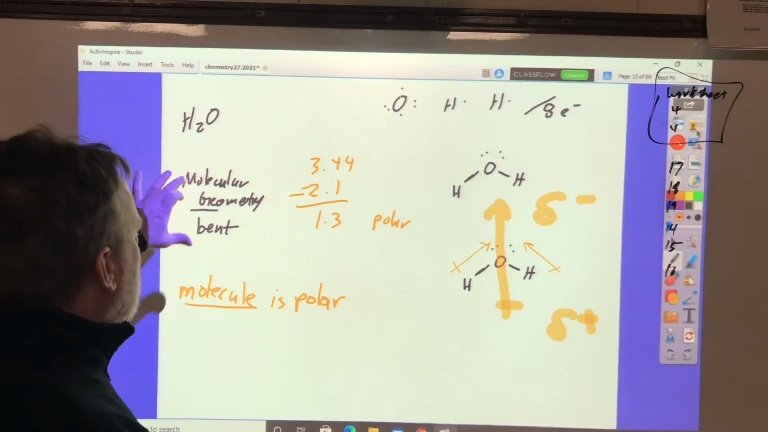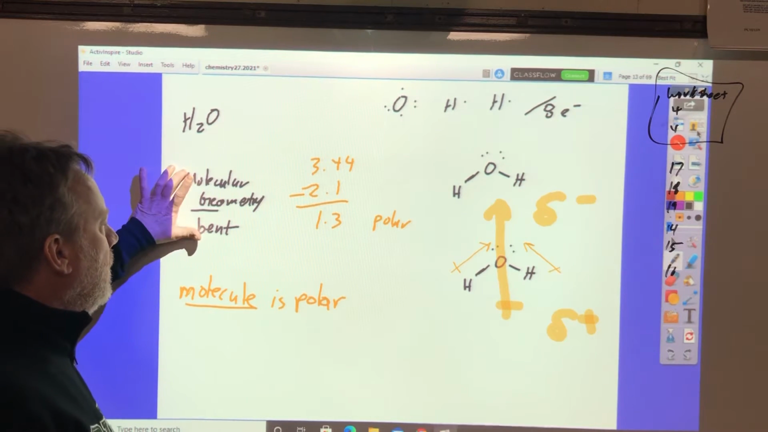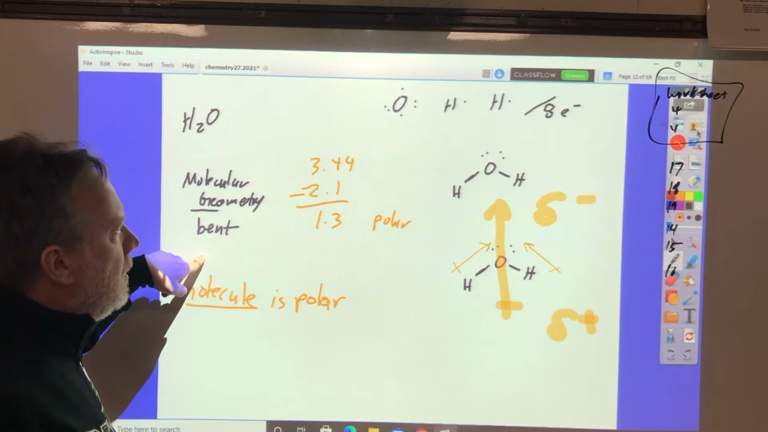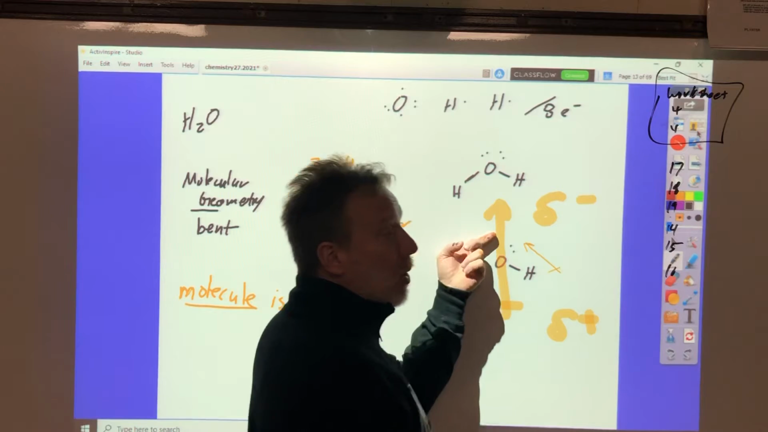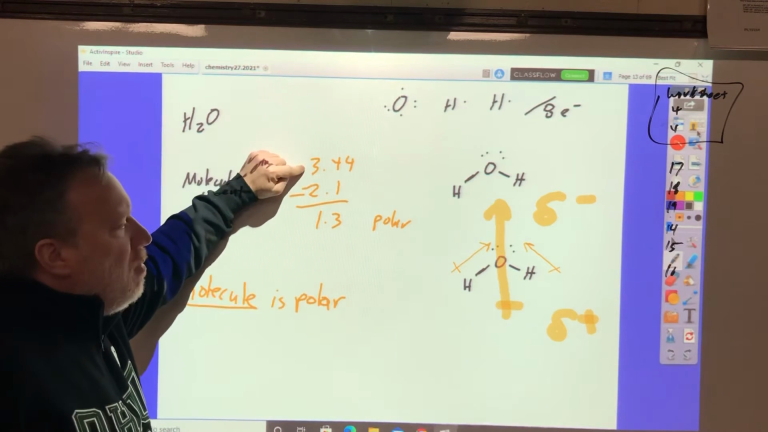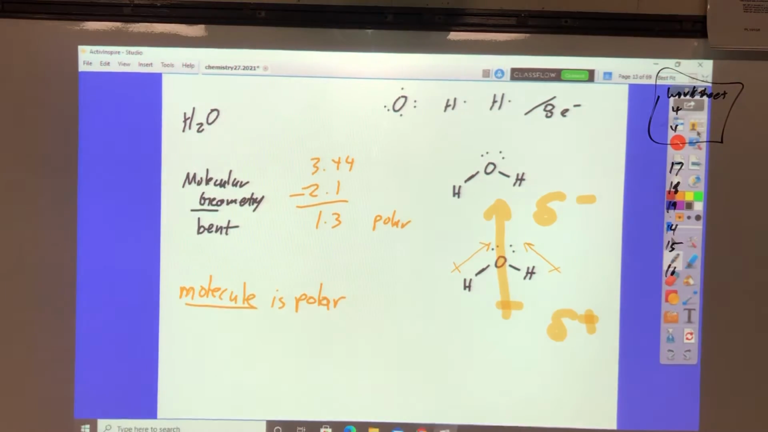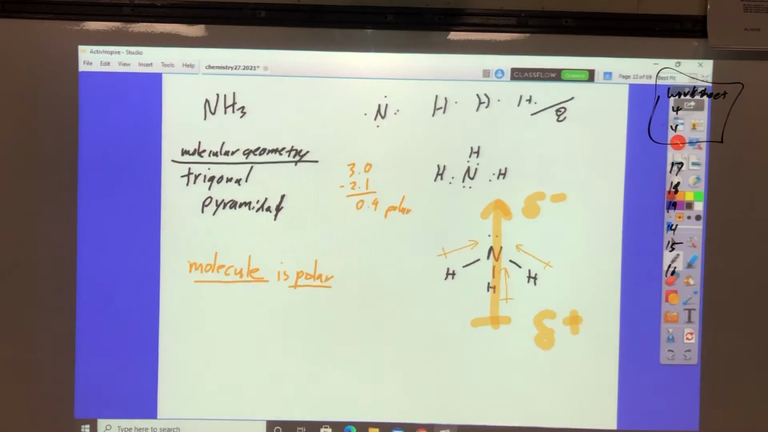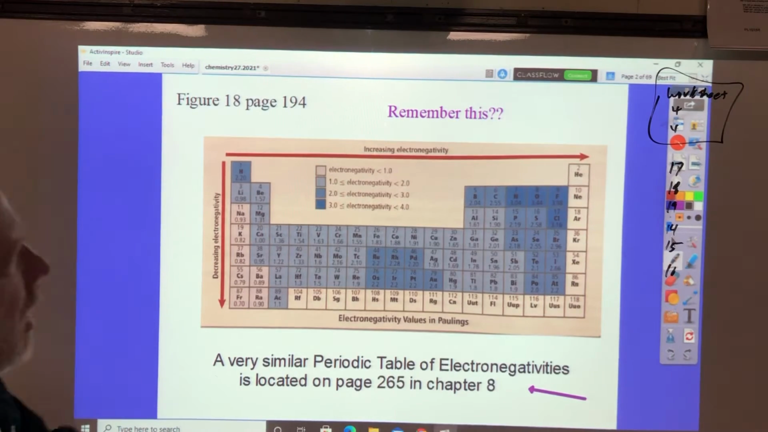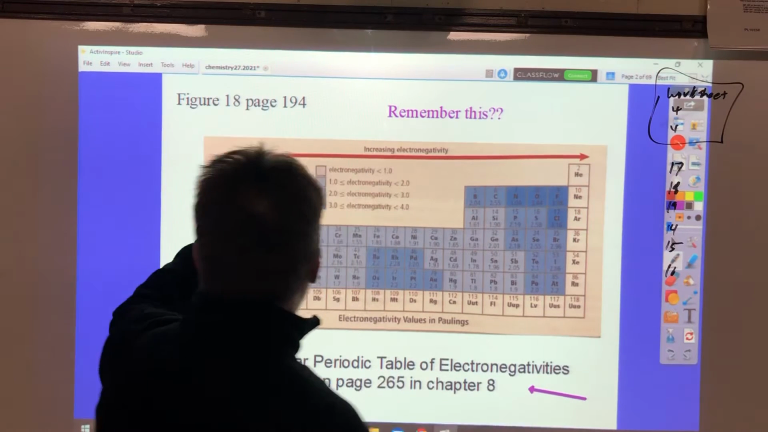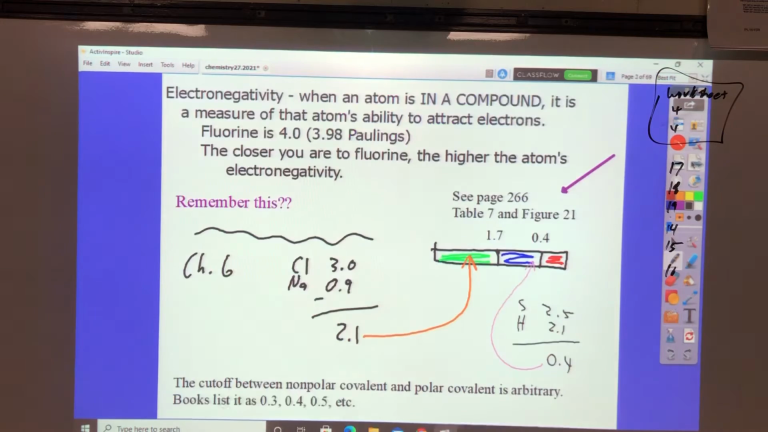Now, when you do that, that's water's molecular geometry or molecular shape. It's bent. But this bond is polar and this bond is polar, because if you take 3.44 for oxygen from your table and 2.1 for hydrogen, which should be back here, oxygen 3.44, hydrogen 2.20.